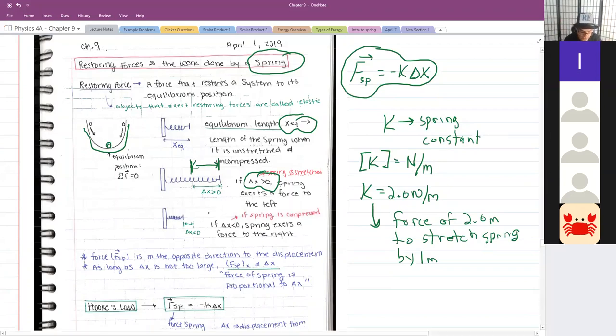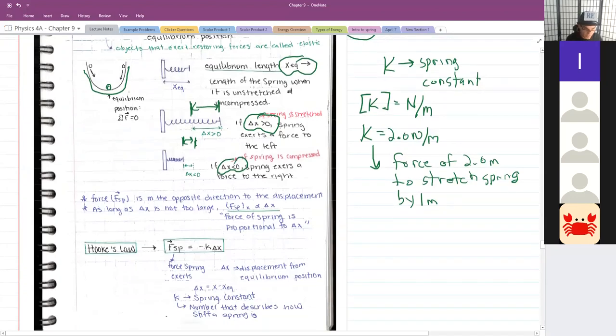In this case, if instead of stretching a spring, I compress it a certain distance, now delta X is considered to be negative, and the force is always in the opposite direction of the displacement. So just so you know, that's what this negative sign means: if delta X is positive to the right, the spring exerts a force to the left. A spring is always exerting a force in the opposite direction of the displacement.